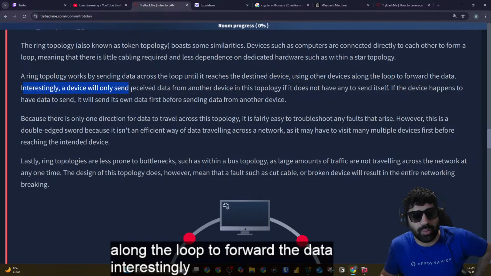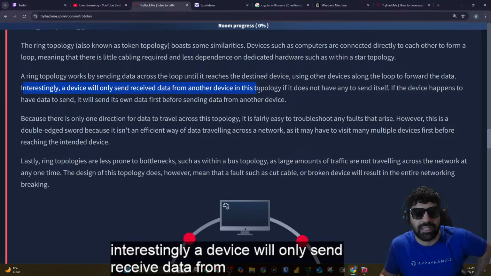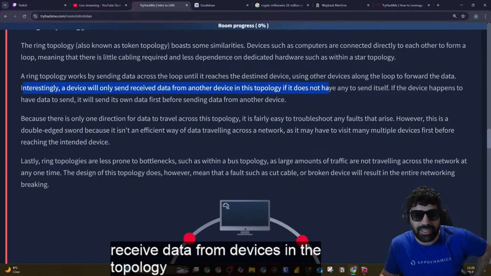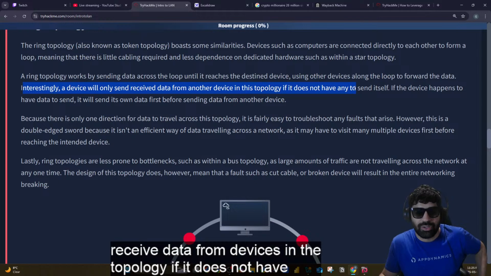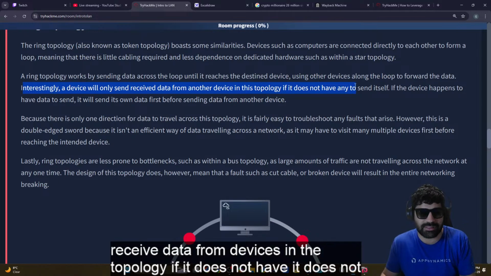Interestingly, a device will only send received data from devices in the topology if it does not have any to send itself, basically.